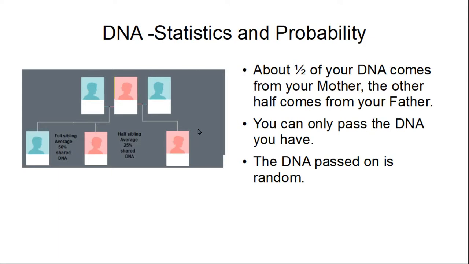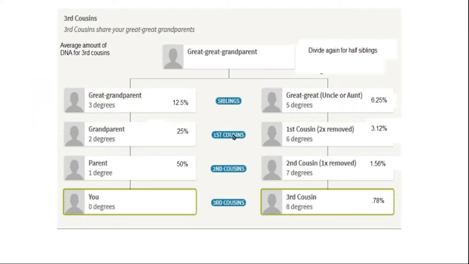So statistics are just that. They're statistics. They are not a hard and fast rule. Okay, we're going to look at third cousins. Everybody should know what a third cousin is by the time you've done any genealogy.